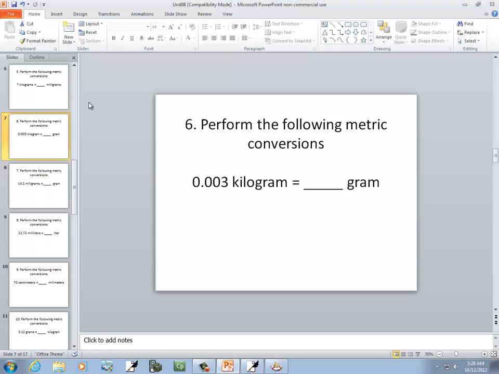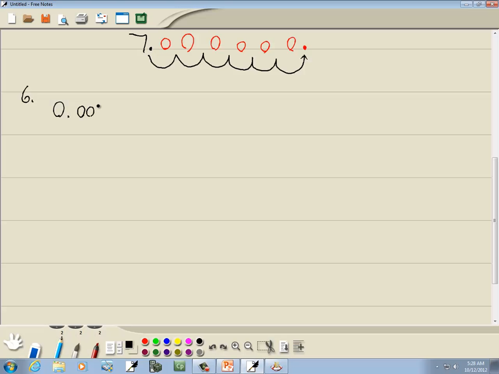Let's see, 0.003 kilograms. Metric system is pretty nice. When you start doing your conversions like this, and once it clicks with you, you love it. It's just like, this is the easiest thing ever.